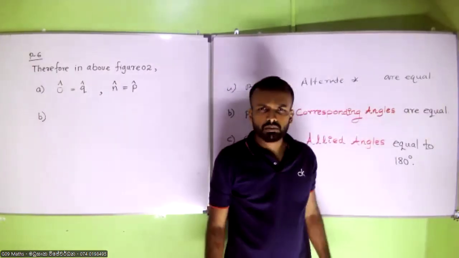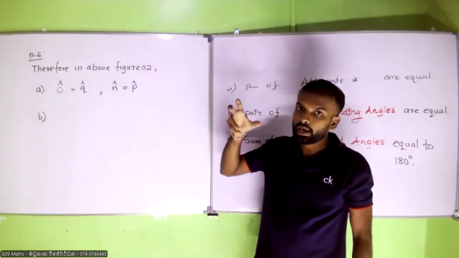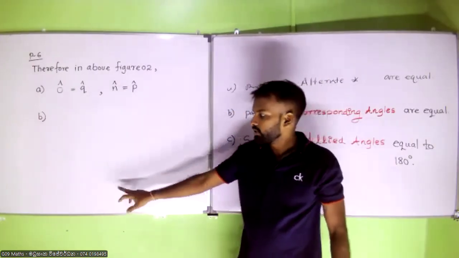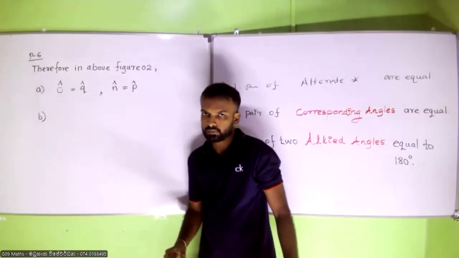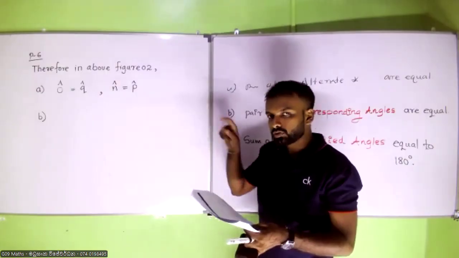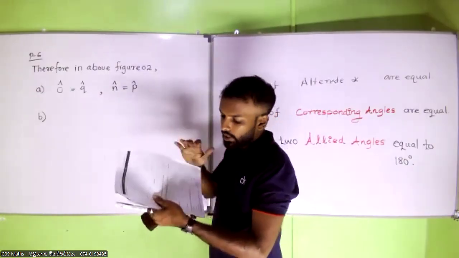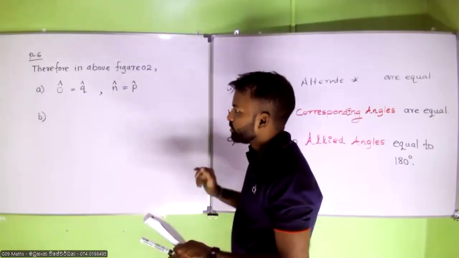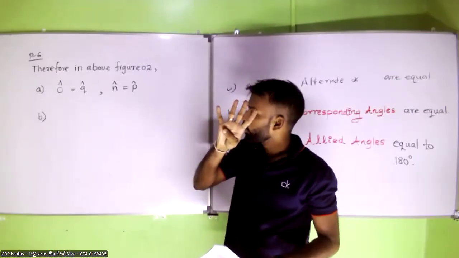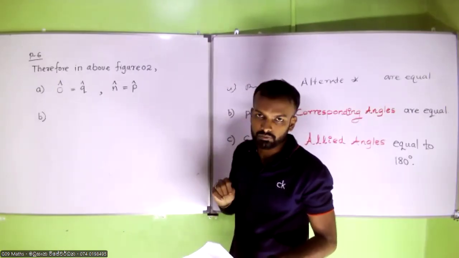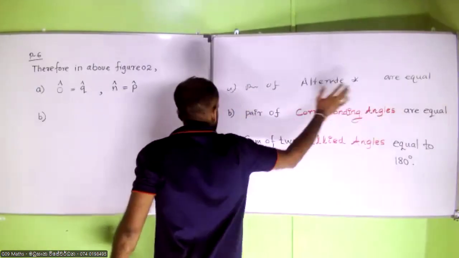So what are the corresponding angles in figure 2? There are 4 pairs, as I have written down here. Last week also we wrote down those things inside this table. So here you should write 4 couples of angles which are equal together. Pair of corresponding angles are equal.